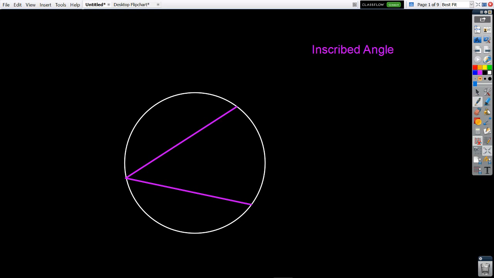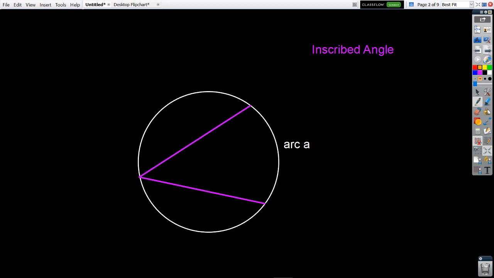So to start off, just recall what an inscribed angle is. This looks to be about 90 degrees in terms of the arc it makes. So this arc, we could call it arc A, appears to be about 90 degrees, which would mean that this angle here would be 45 degrees. So an inscribed angle is half of the arc it makes.